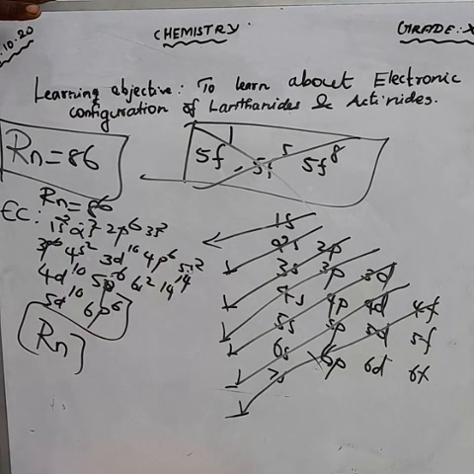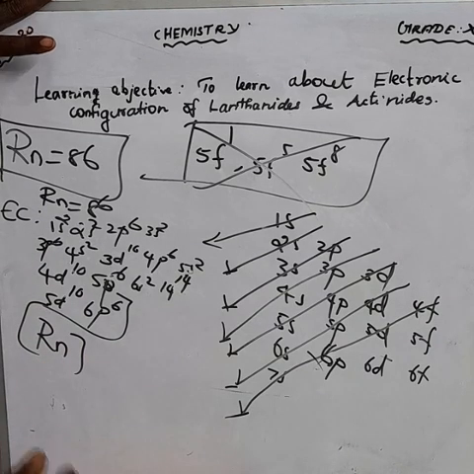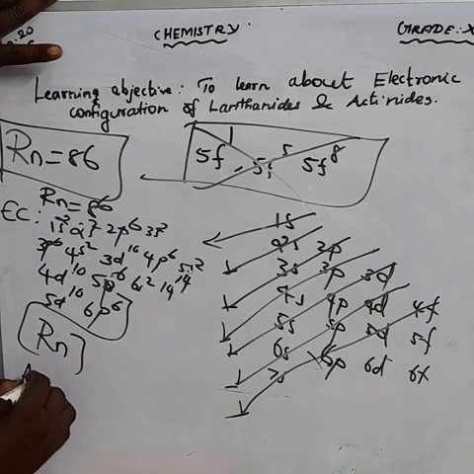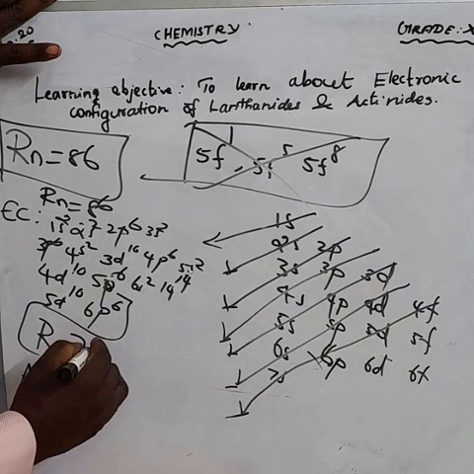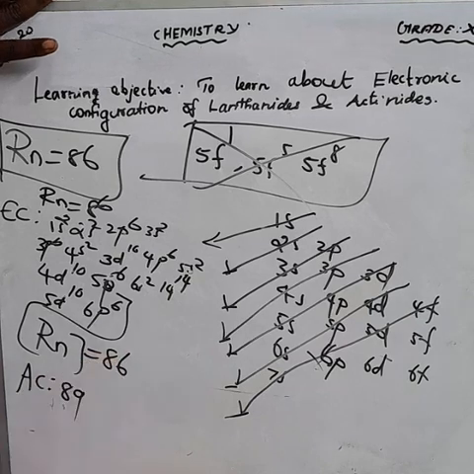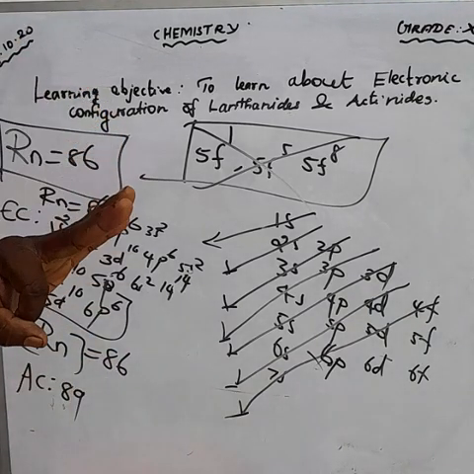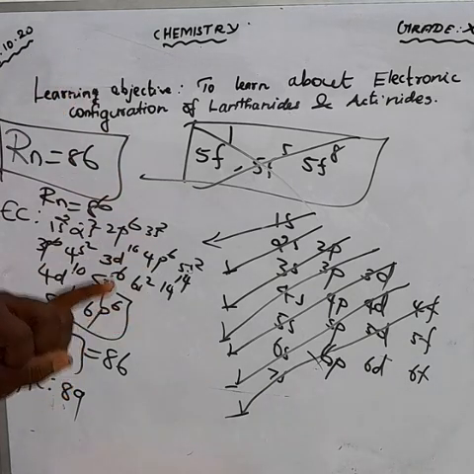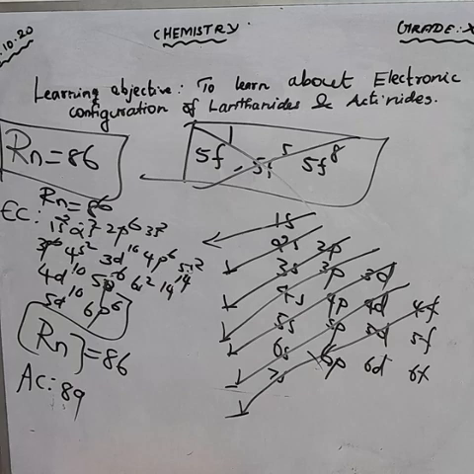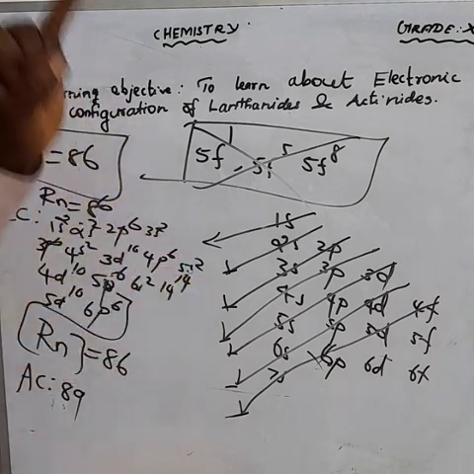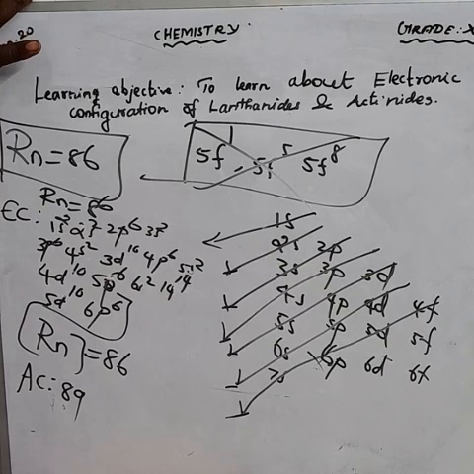What's the remaining? Take actinium. Actinium's atomic number is 89. Am I right? 86 is over, so what's the remaining? 89 minus 86, only 3 more will remain. We should not fill the f subshell. We start with d 1 electron and s 2 electrons. So we should write the configuration.